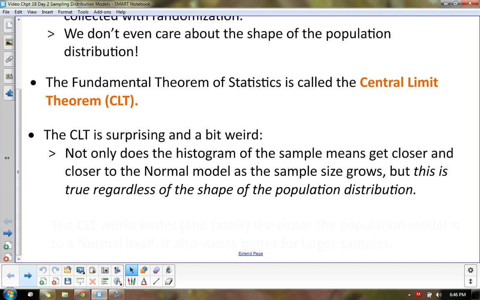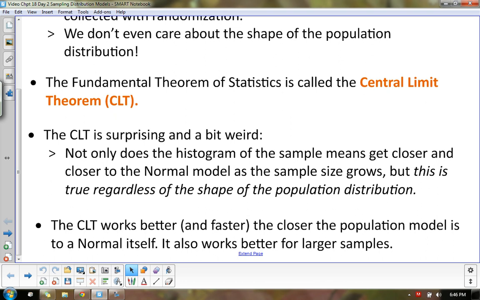I know right now that kind of is confusing. What the heck is this crazy lady talking about? I'm going to illustrate this. This is one of those things that makes more sense with a picture than it does with words. But the big thing that you need to understand is that the central limit theorem works better and faster the closer your original population model is to being normal. And it works a heck of a lot quicker for large samples.